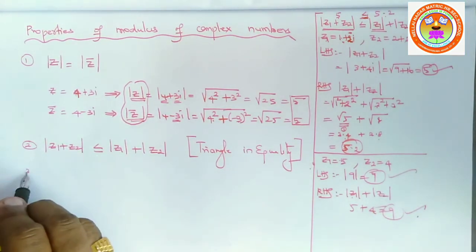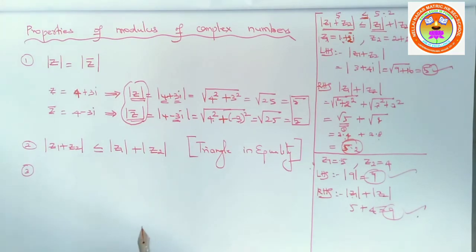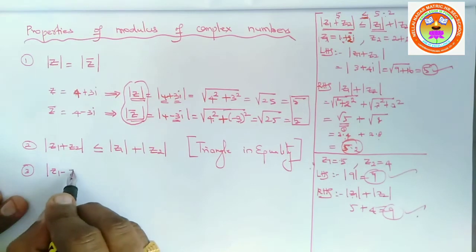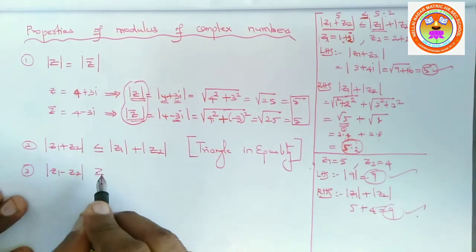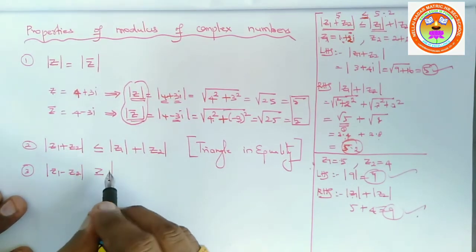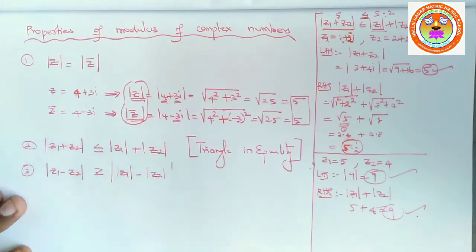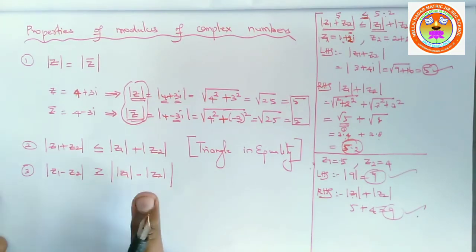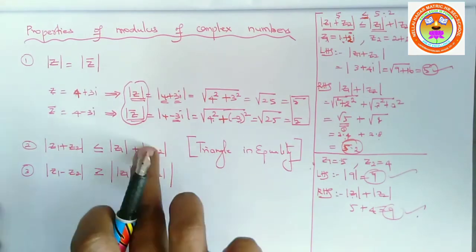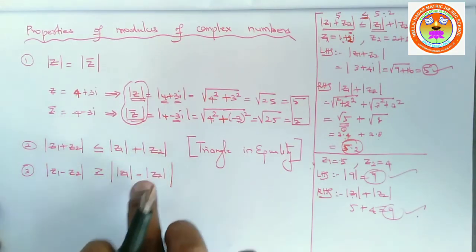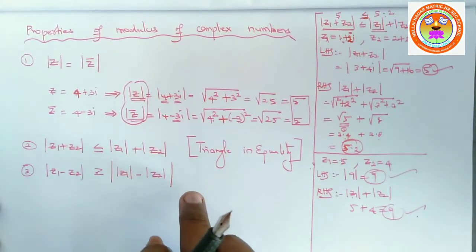The main important third property: modulus of Z1 minus Z2 is greater than or equal to the whole modulus of modulus of Z1 minus modulus of Z2. This is the whole modulus; you need to put the whole modulus. This modulus is very important. Using these two expressions and formulas only, we are going to solve 2 to 3 sums.